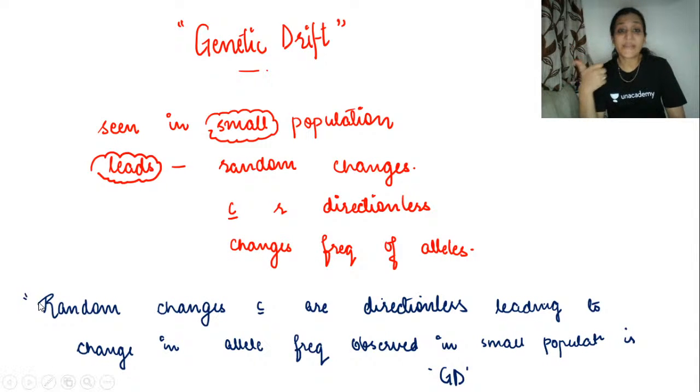So they should be random. There should be no selection pressure that only this will be favored, that will be favored. No. If it is a less privileged variation or less privileged allele or a diseased allele, then too, it's just a matter of chance. So random changes, there is no direction. It will lead to change in the frequency of the allele. Then it is called genetic drift. So this is the thing.